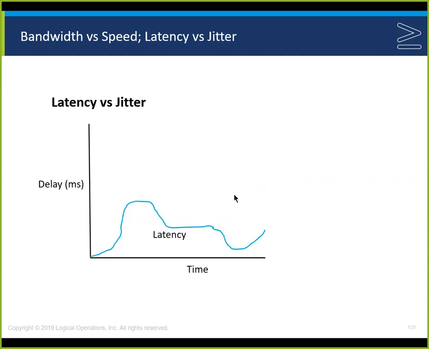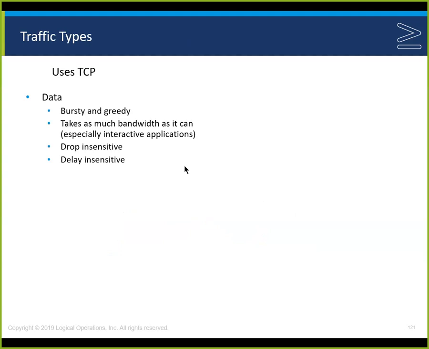Latency versus jitter. Latency is delay, and jitter is an inconsistent delay. Delay is measured in milliseconds, and it depends on the types of traffic that we have. Jitter and delay are two of the real enemies of what goes on with these things.